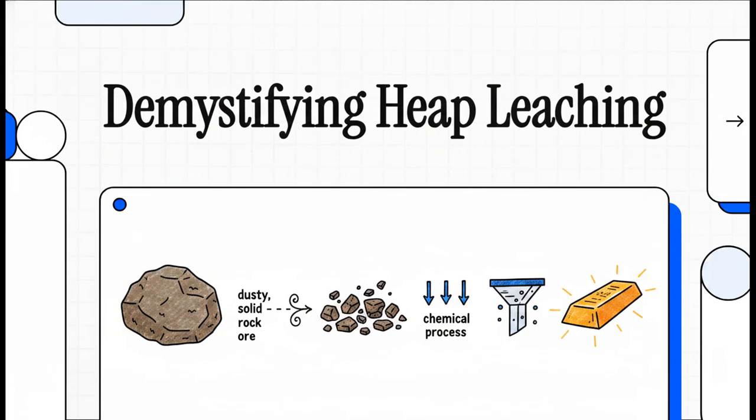Today, we're diving straight into the actual ground-level mechanics of gold extraction. We're going to trace the exact chronological journey of ore, from a dusty, solid chunk of rock all the way to a gleaming gold ingot. It's a fascinating mix of heavy mechanics and subtle chemistry, so let's just get right into it.